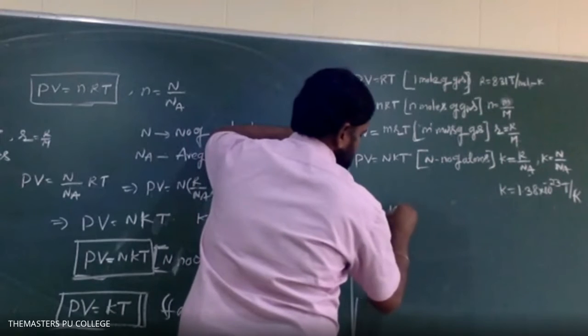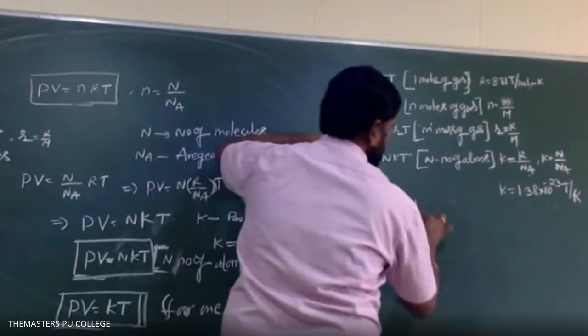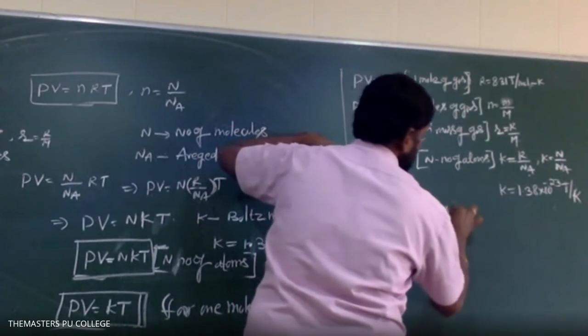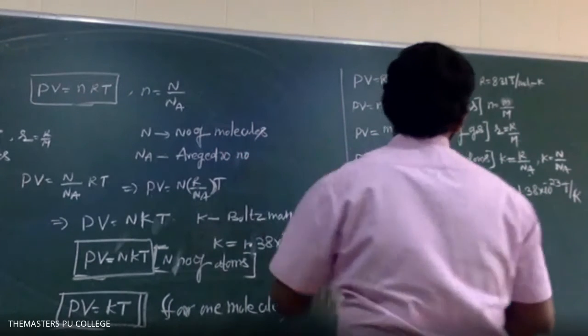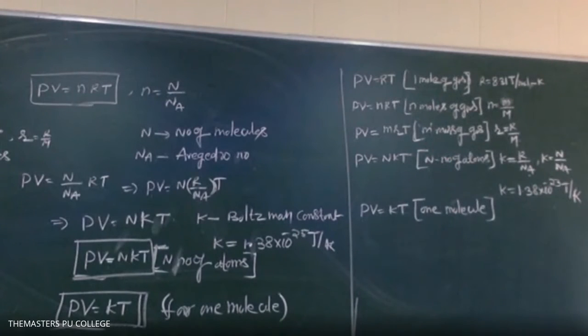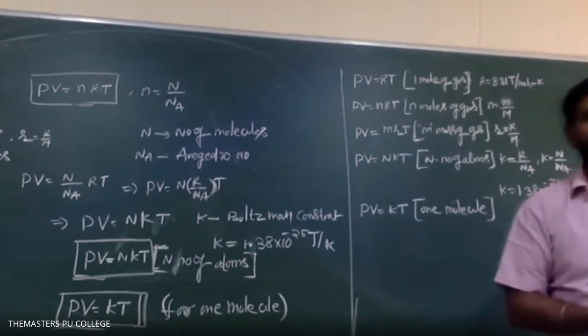And PV equals KT is for one molecule. So these are the different forms of the ideal gas equation which we are going to use to solve the JEE numericals.